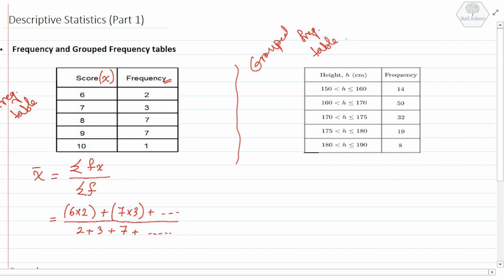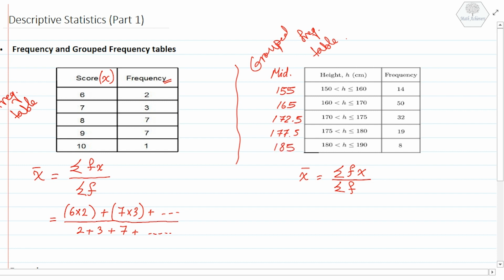In the grouped frequency table, I have the variable grouped into intervals. Each class has an interval with its frequency. Also, X bar in this case equals the sum of f times X over the total frequency. But here I need to add an additional layer. I need to find the midpoint for each group. So the midpoint for the group from 150 to 160 is 155. This is 165. This is 172.5. And here I have 177.5 and 185.